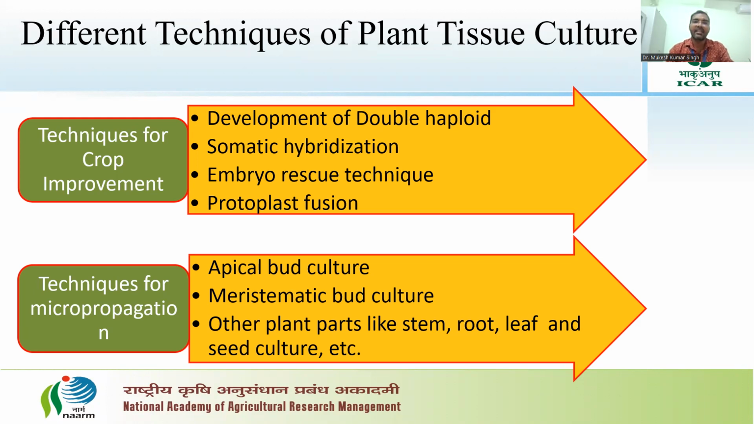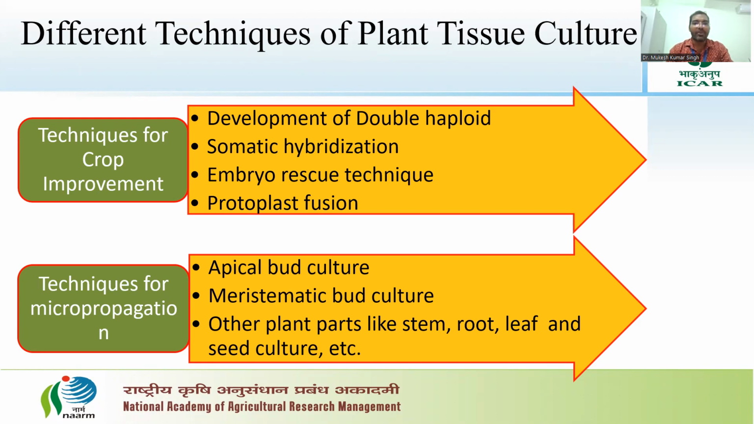First one is development of double haploids. Second, somatic hybridization. Then embryo rescue technique and protoplast fusion. Double haploids can be generated with the help of anther culture, pollen culture, and ovule culture. In the case of somatic hybridization, we can hybridize the somatic cells of different species or different genera.